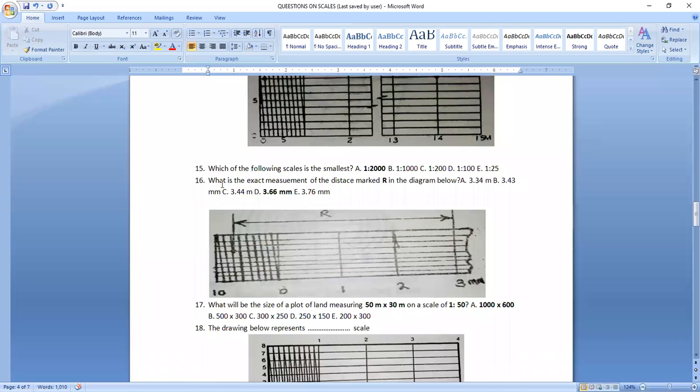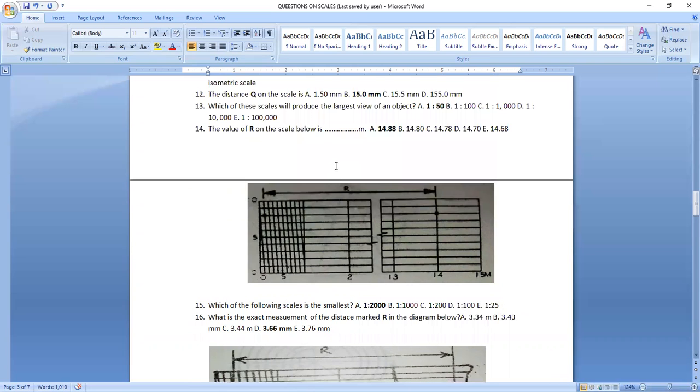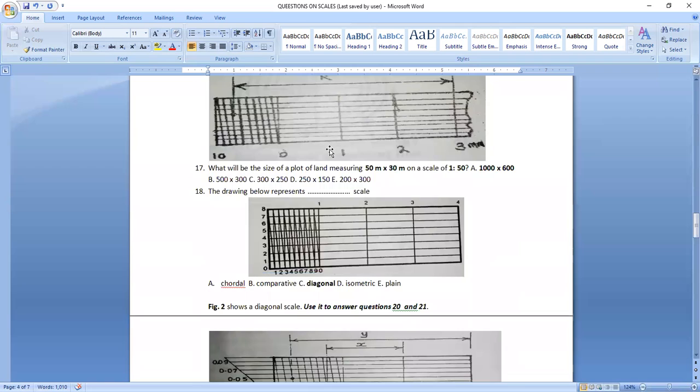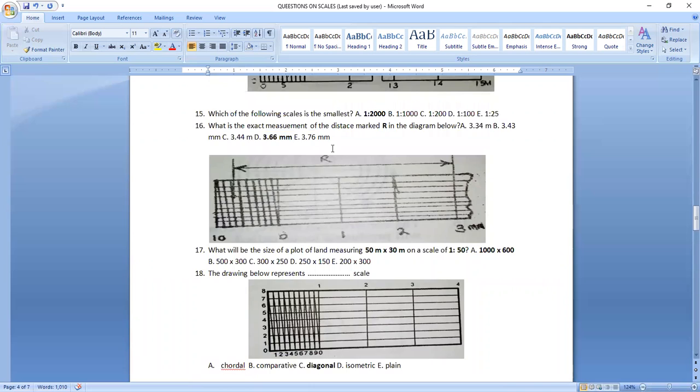Question 15 says, which of the following scales is the smallest? So just like the reverse of the question that we treated in question 13, the one that will give us the smallest value here is 1:2000. Okay. Then question 16.